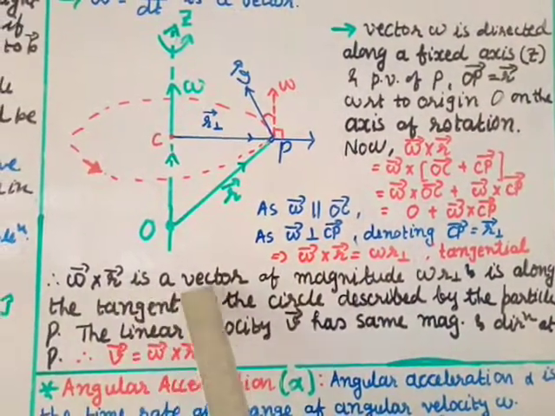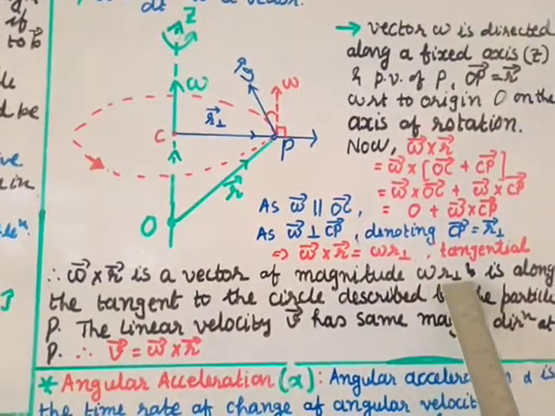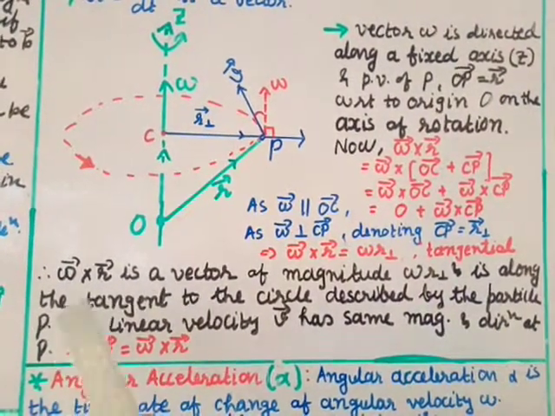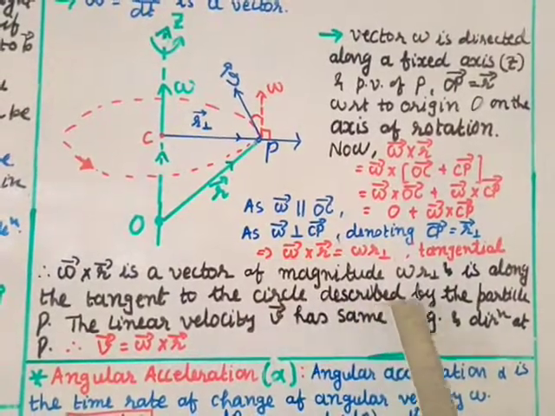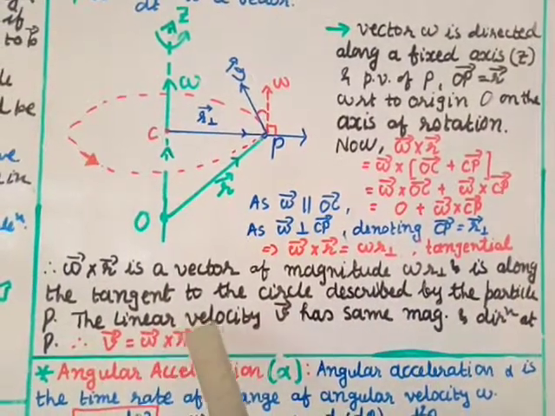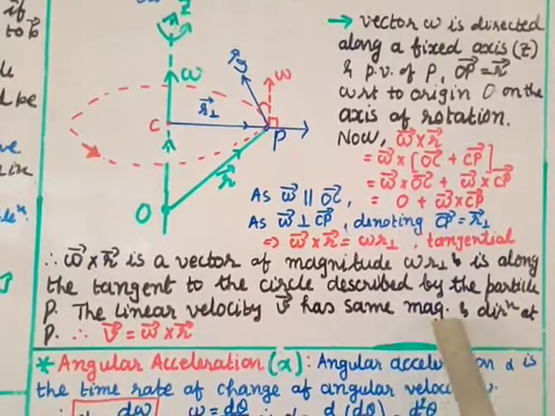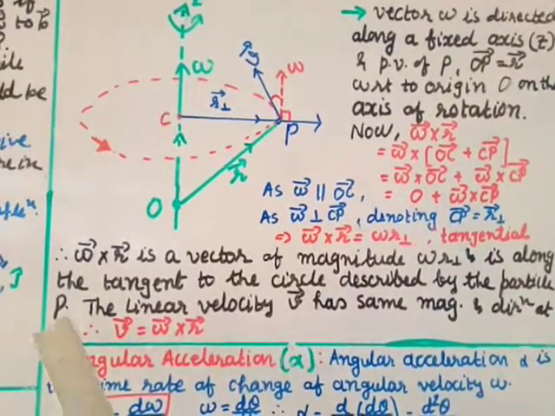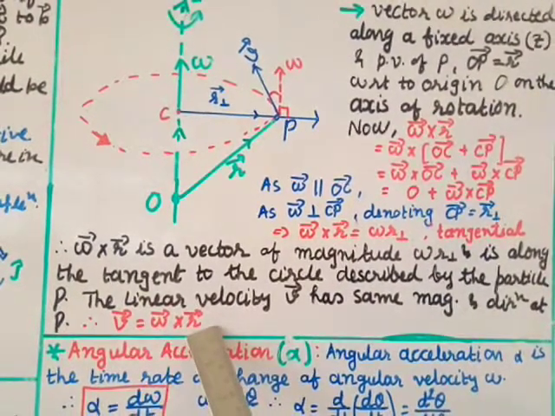Omega cross R is a vector of magnitude omega R, perpendicular to R and along the tangent to the circle described by the particle P. The linear velocity V has the same magnitude and direction at P. Therefore, vector V is equal to omega cross vector R.